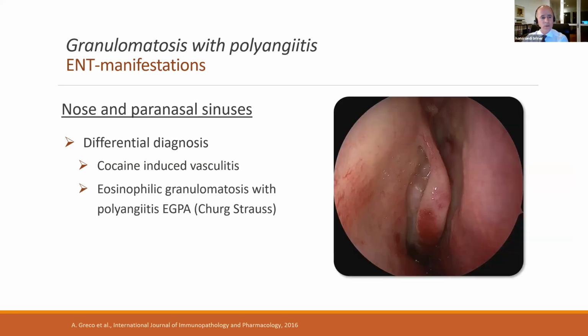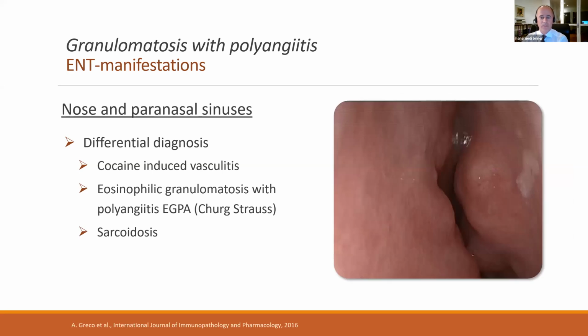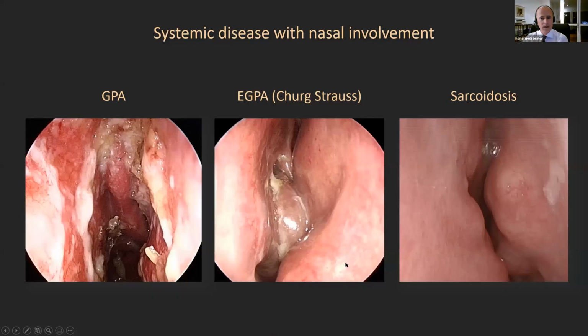We also have to exclude the eosinophilic form of GPA, the Churg-Strauss syndrome. We have, and this is however quite rare, to think of sarcoidosis, another systemic disease. And there are other quite rare disease entities, such as, for example, the natural killer or T-cell lymphomas. Here we have an endoscopic picture of a patient with GPA, of a patient with the eosinophilic form of GPA, the Churg-Strauss, and of a patient with sarcoidosis.